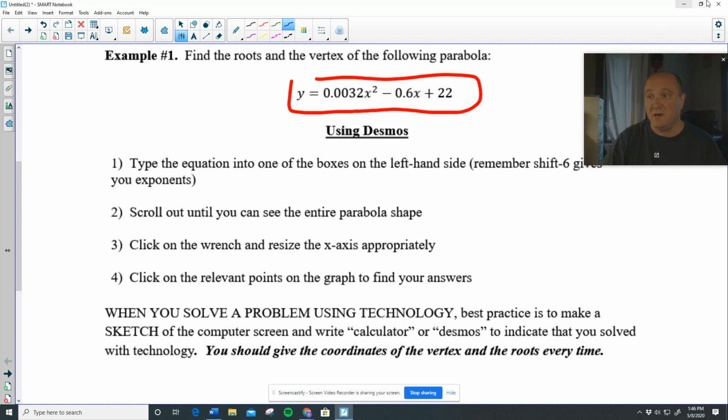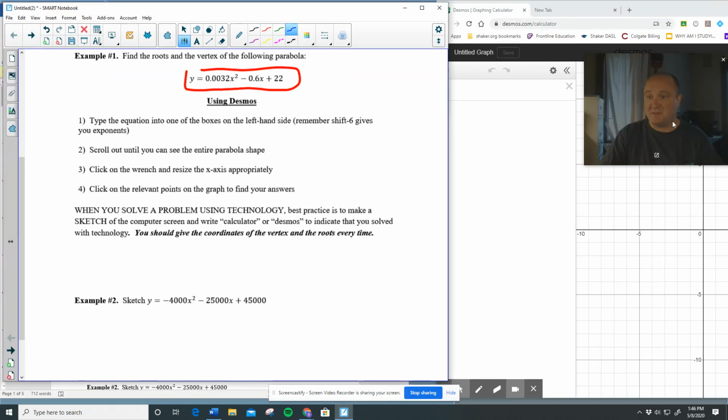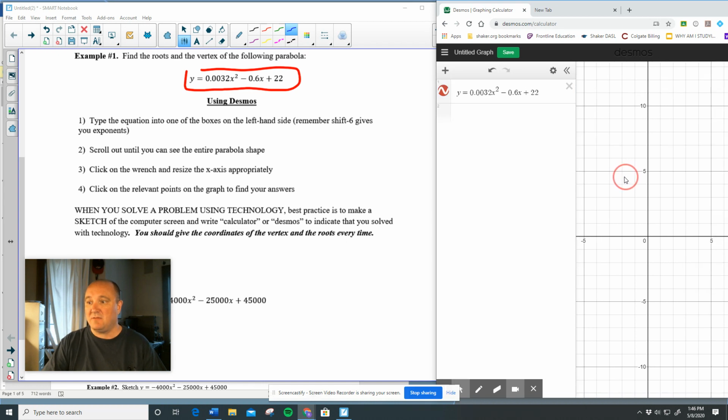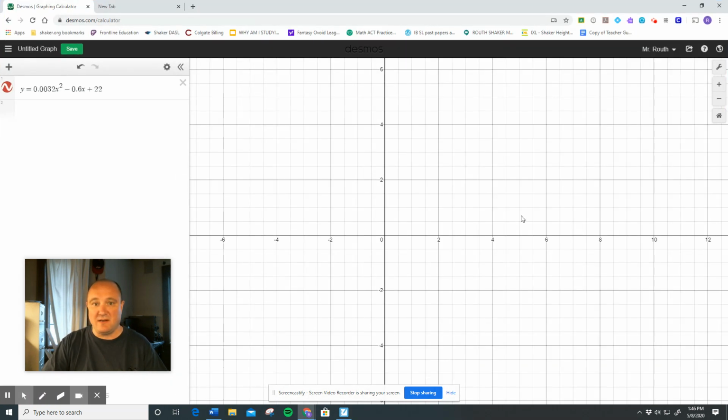So what we're going to do is just go ahead and graph this on Desmos. So I go over to Desmos and I type in y equals 0.0032x squared. I use shift 6 for the squared, minus 0.6x plus 22. Now, let's bring Desmos into the full screen. The first thing I notice is I can't even see my parabola anywhere. I'm like, where is it?